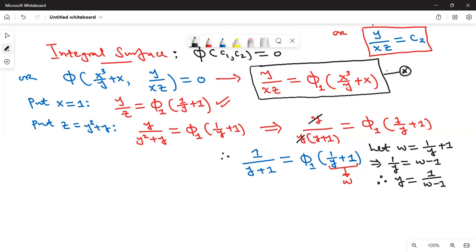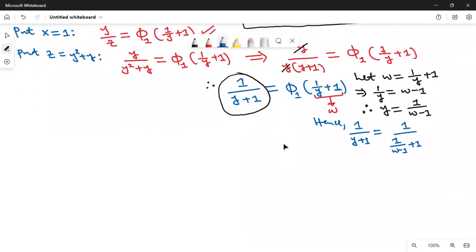So therefore, what is this one in terms of W? So you can just say hence, where we have 1 over Y plus 1, this is the same as 1, where there is Y we are going to put 1 over W minus 1, that is Y, then plus 1. And so you can simplify this.